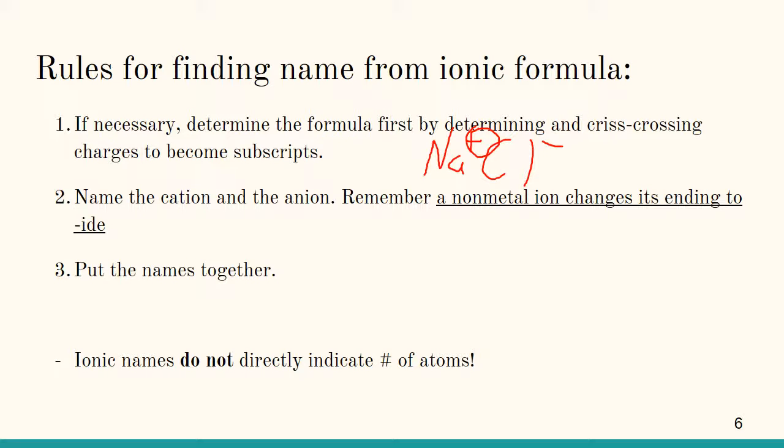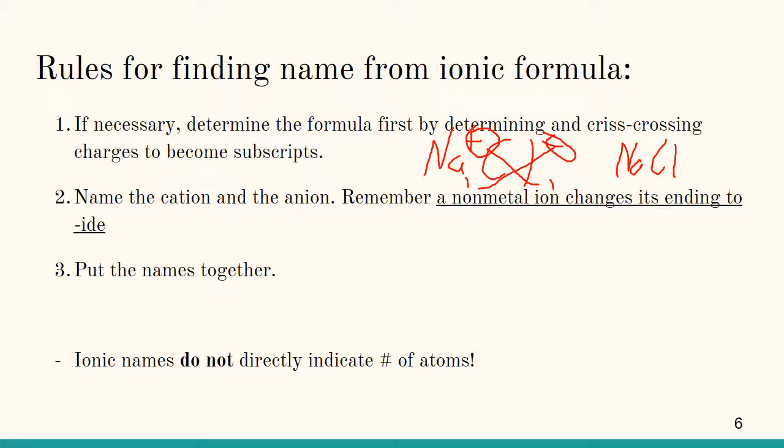So to get our subscripts, we would crisscross them. So the +1 goes down here, becomes a 1. This one goes down there and becomes a 1. But since 1s are implied in a normal formula, we can just drop them and we end up with NaCl. Once we have our formula, we can name our cation and then name our anion. So to name a cation, it's just the name of what it is. So the name of sodium is just sodium.